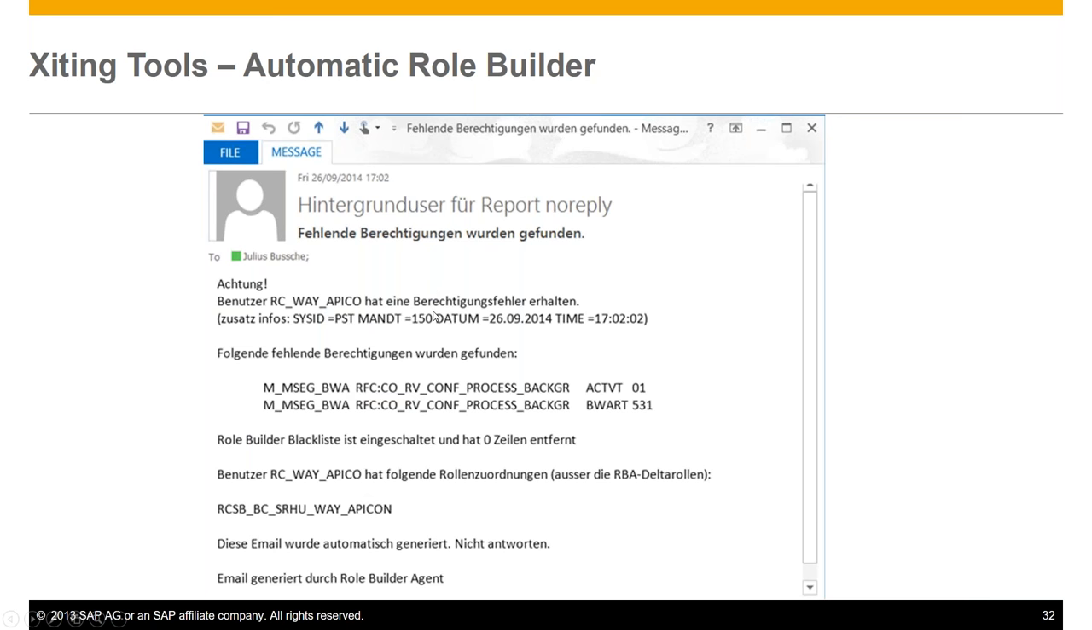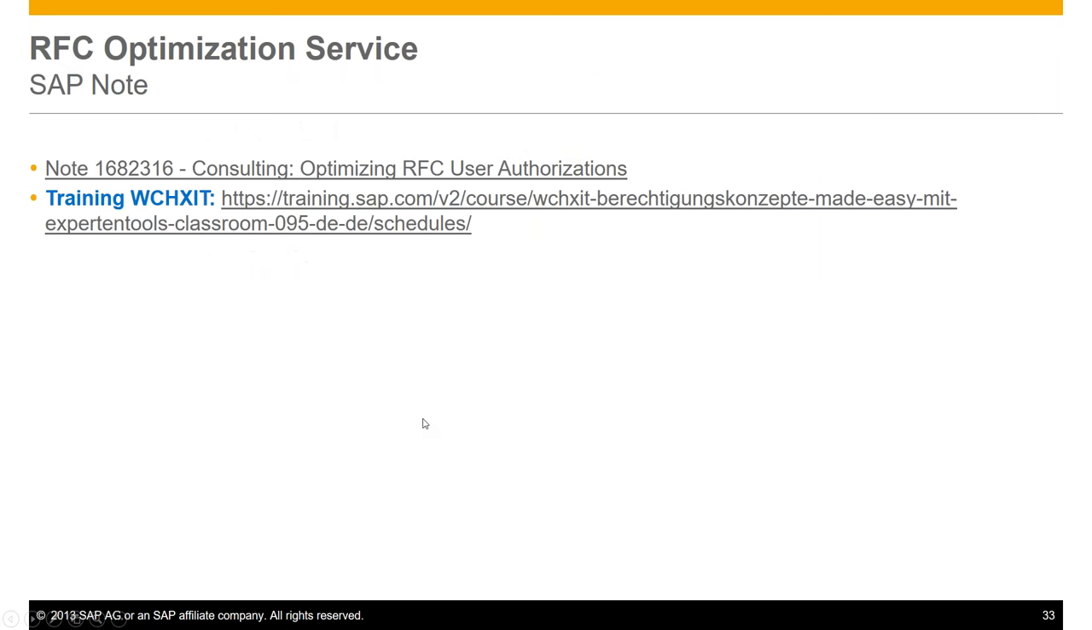It was, of course, in German, but this is basically just an email saying that a certain user in a certain system at a certain time had an authorization error, and the role builder corrected it so that one can see what's going on.